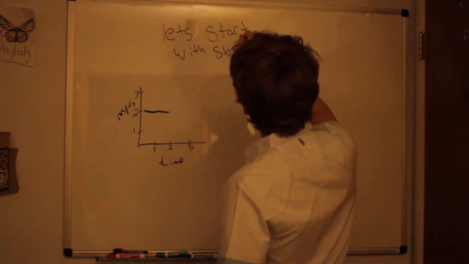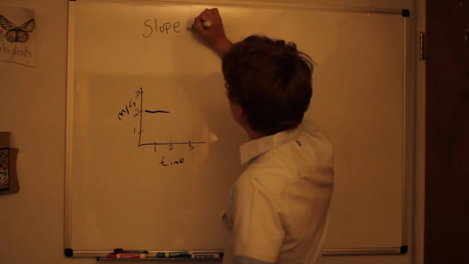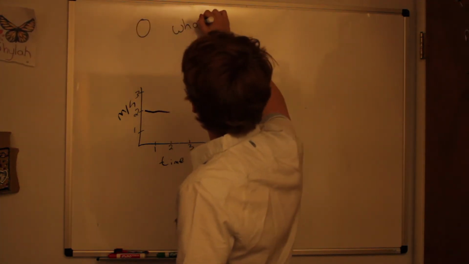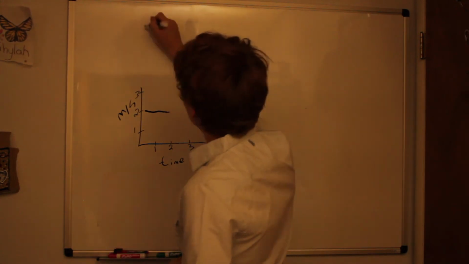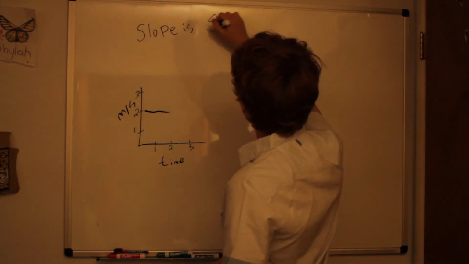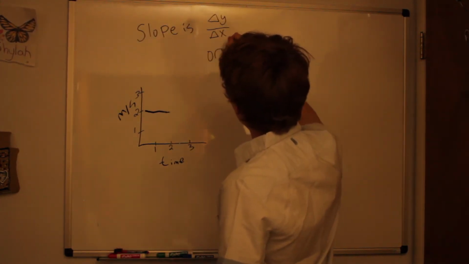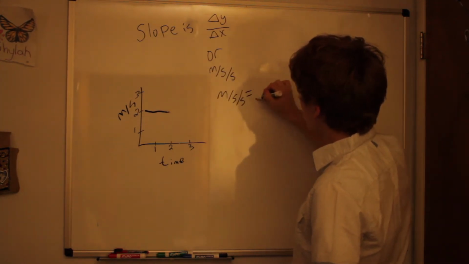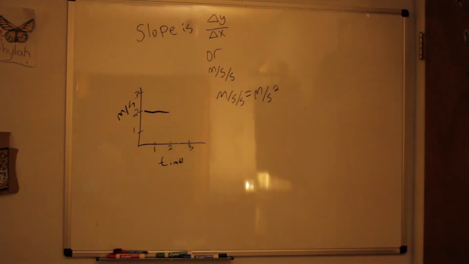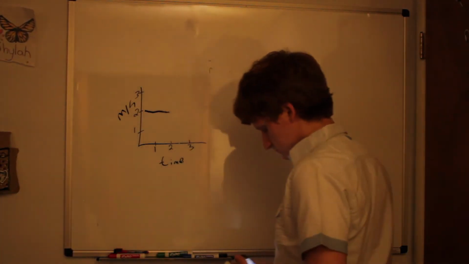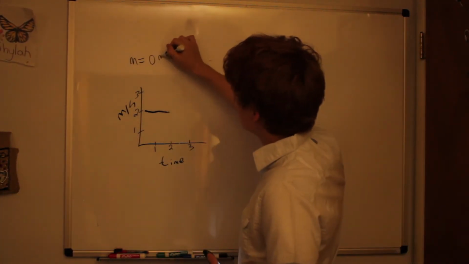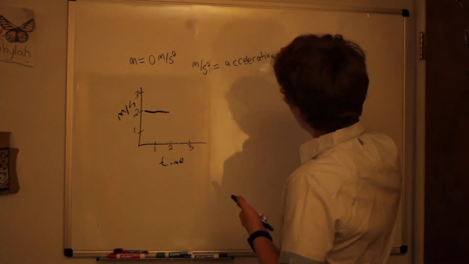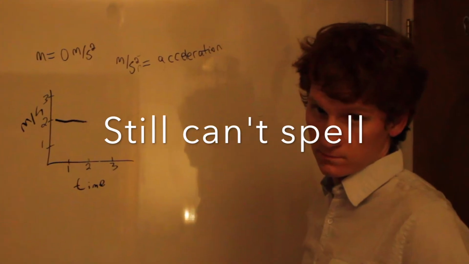So let's just keep it simple. Start with the slope. So the slope, which is usually represented by m, is equal to 0 on this graph. And slope is the change in y over the change in x. Or here it's the meters per second divided by the time, which is seconds. So meters over seconds squared is what you get from the slope of a velocity time graph. Now meters over seconds squared is actually equal to acceleration.